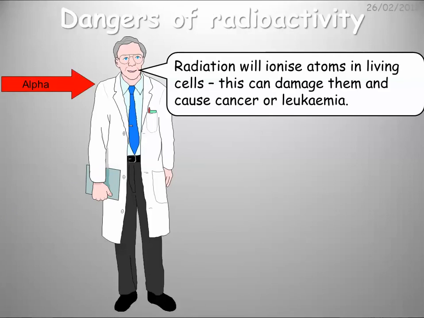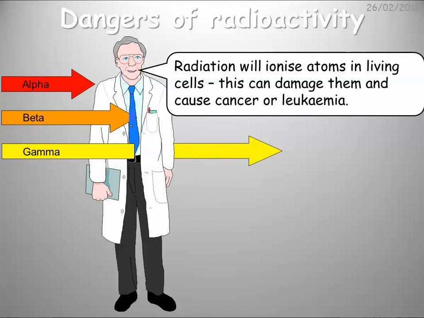Alphas externally tend to be absorbed by air and clothing, so aren't really a concern to us. Betas can travel through a bit of aluminium and certainly can go through our clothing, and so therefore are slightly more damaging if we're exposed to them from external sources. And gamma rays can go right through us, so strangely can, in controlled doses, cause little damage, certainly no more than an X-ray, but even in uncontrolled doses can actually cause quite a lot of damage.